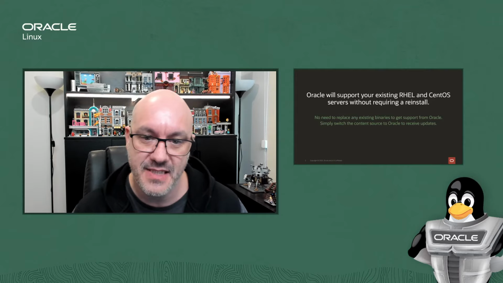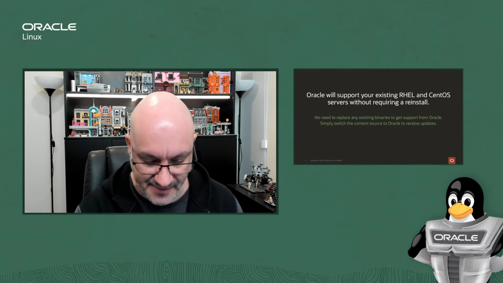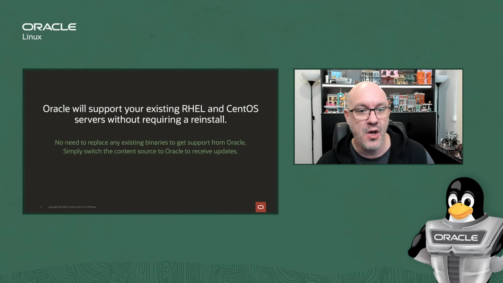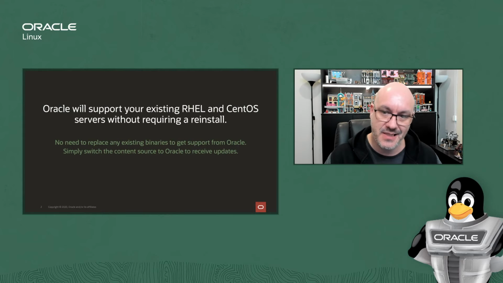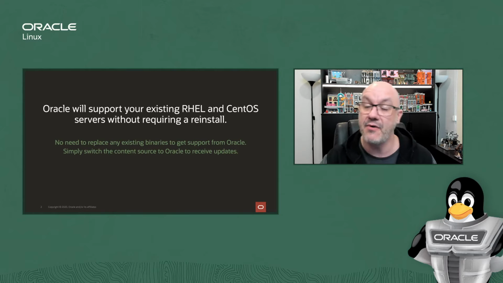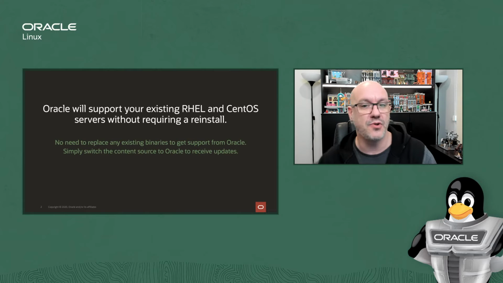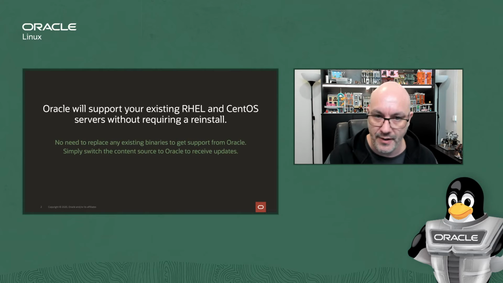I want to start off with this interesting statement, just to highlight this. We will support your existing Red Hat and CentOS servers without requiring a reinstall. So if you've got machines that are running RHEL or CentOS and you want Oracle to support them, you don't actually have to touch anything and you don't have to replace everything and you don't have to reinstall anything. What you're essentially doing, and what the script is going to do that I'll show you in a second, is switch your update source from your current location to Oracle.